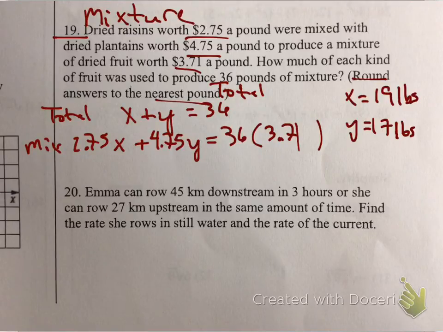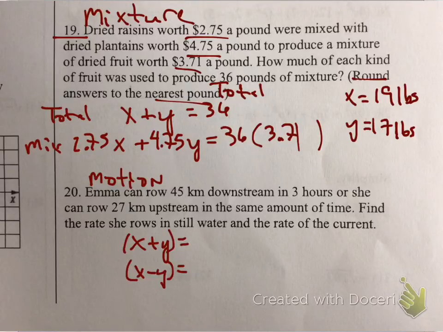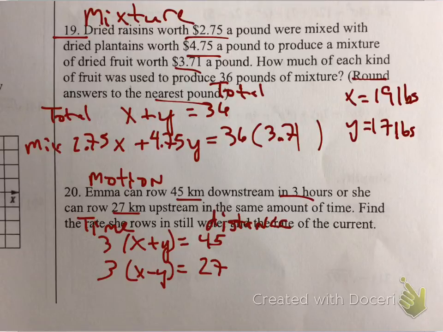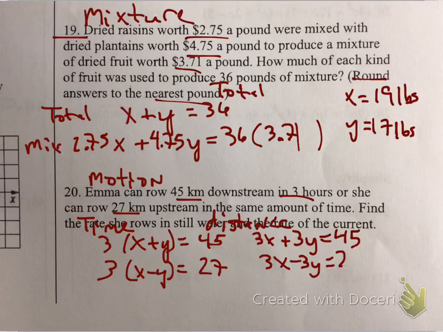Okay, number 20. This is what is called a motion problem. Motion problems start off like this: x plus y equals, and put it in parentheses, x minus y equals. Distance goes at the end, 45, 27. Time goes in front, 3 hours, 3 hours. So you're really saying here 3x plus 3y equals 45, 3x minus 3y equals 27.